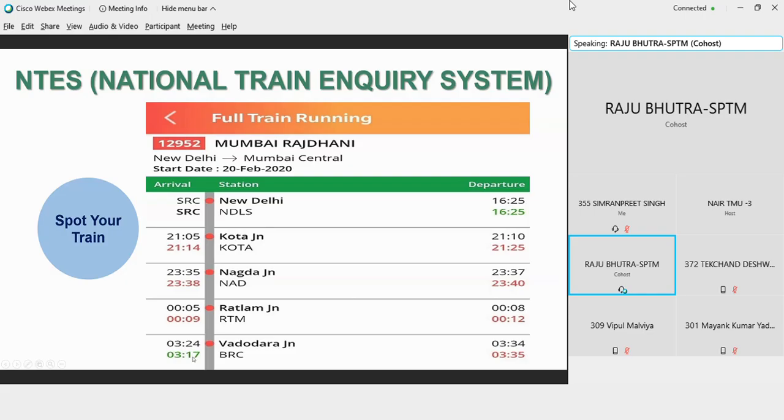So if it is shown in green, it means that the train is expected to arrive either before time or right time. Any train arriving before time or right time will be shown in green, like shown at Vadodara for this train.